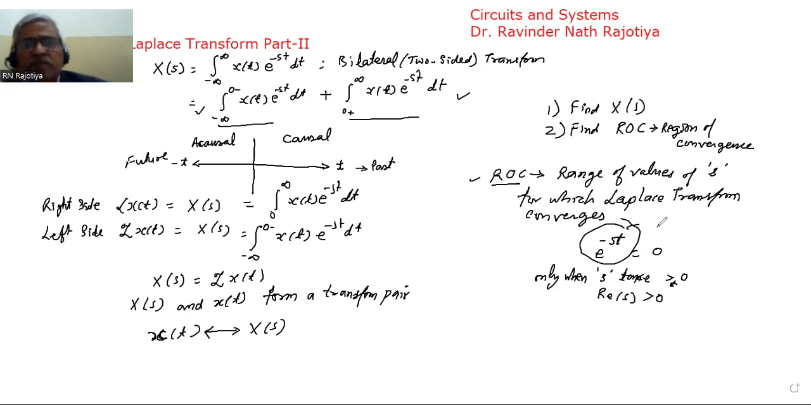With this discussion, we conclude that if you are asked to find the Laplace transform, you also need to find the ROC, that is the region of convergence, the range of values of the real part of s for which the Laplace transform will converge. Only then your solution will be complete.